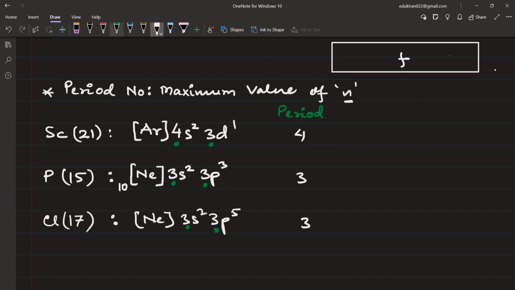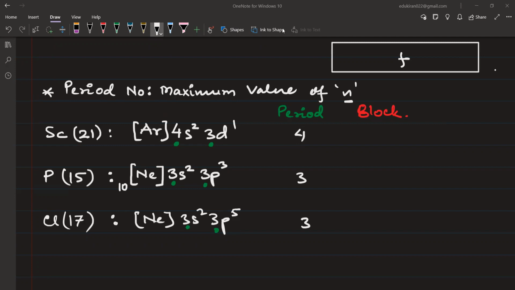Then we will look at the block. Now, what is the block? It is that subshell, S, P, D, F. The block is the one on which the last electron enters. So in scandium, make a guess. What will be the block?